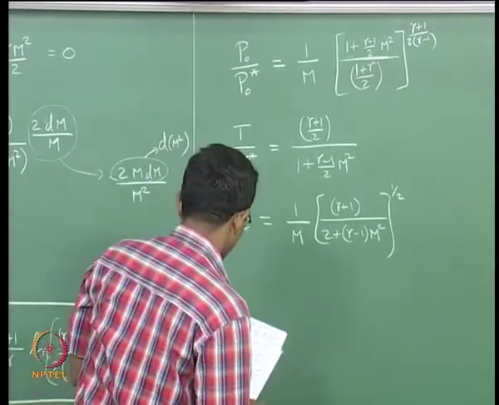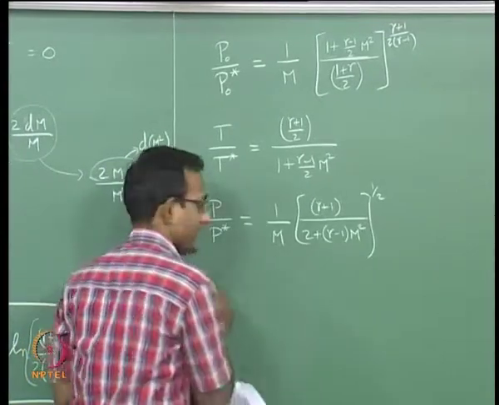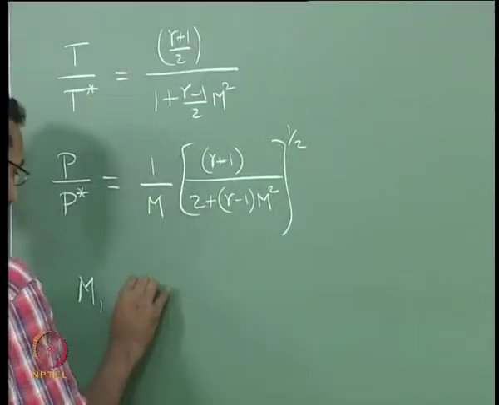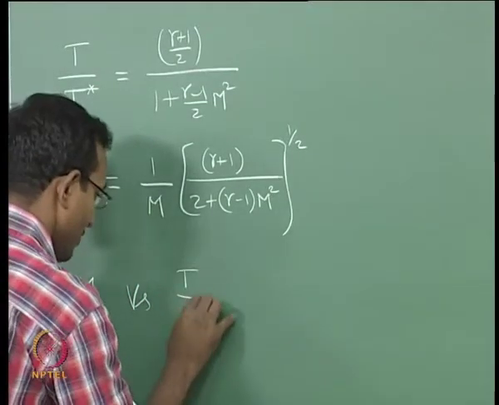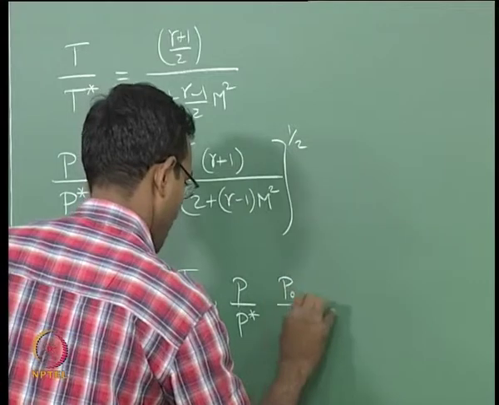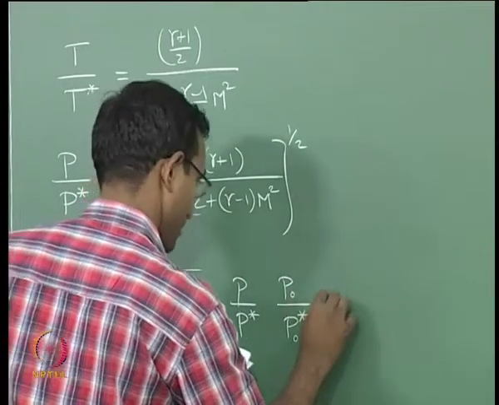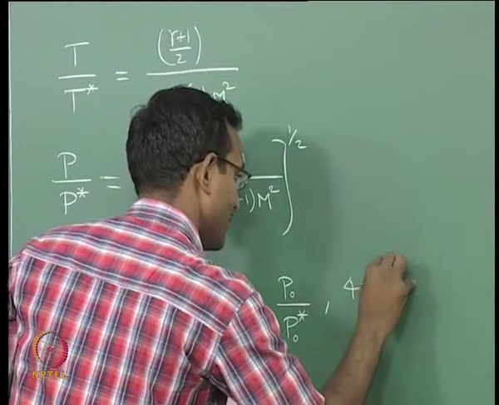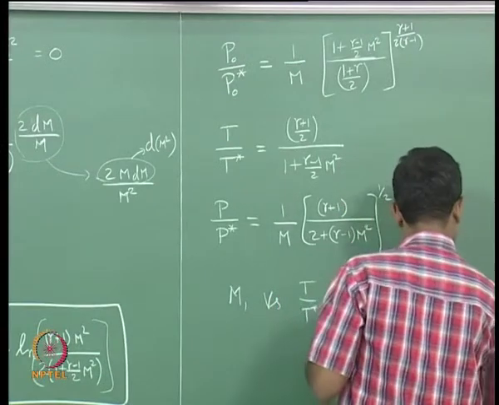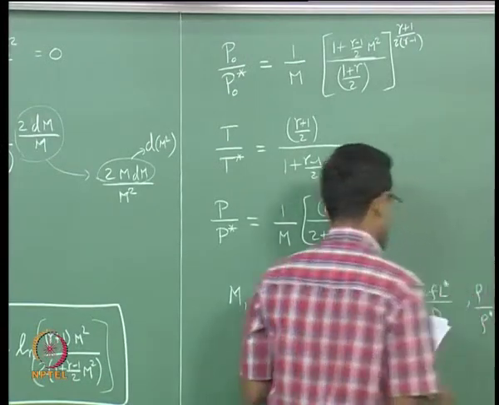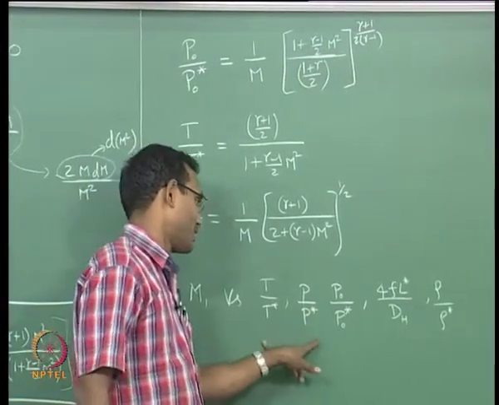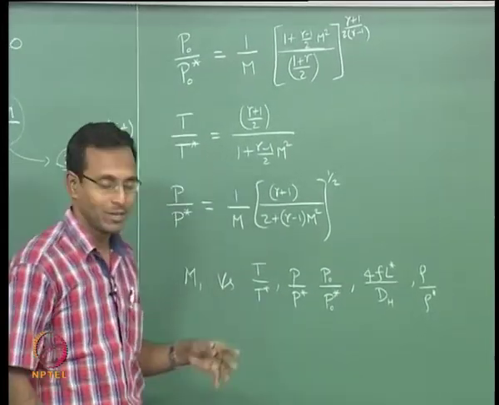Typically, all these variables are listed in compressible flow tables, with M1 as the primary variable versus T by T star, P by P star, P naught by P naught star, 4f L star by D H, and rho by rho star. This rho by rho star may not be given in all the books, but some books give this also. You can of course get rho by rho star from T by T star and P by P star. P equal to rho RT is still valid.